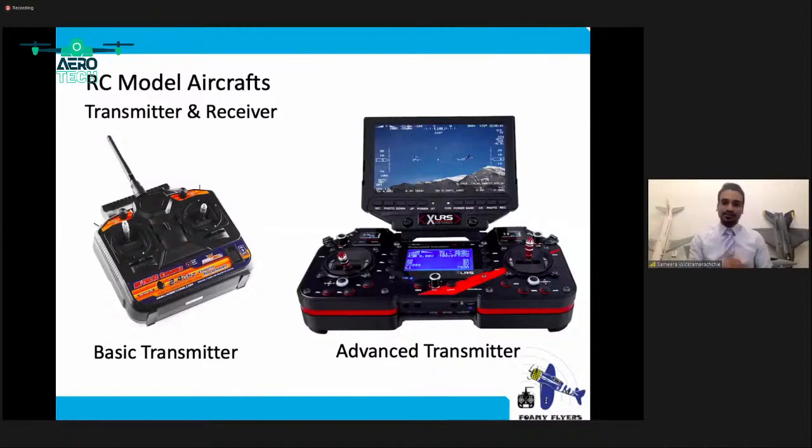And when it comes to advanced transmitters, these are mainly used on drones, but you can use the same transmitter on a normal aircraft as well. This will give you all these indications. For example, it will give you the signal strength.